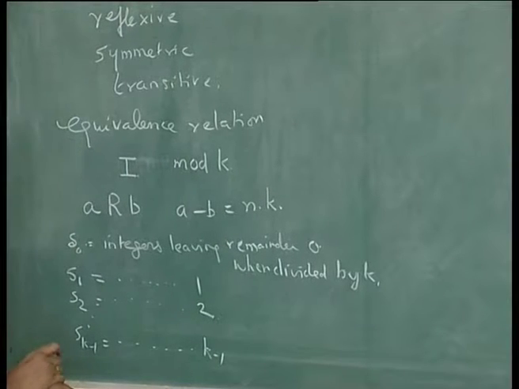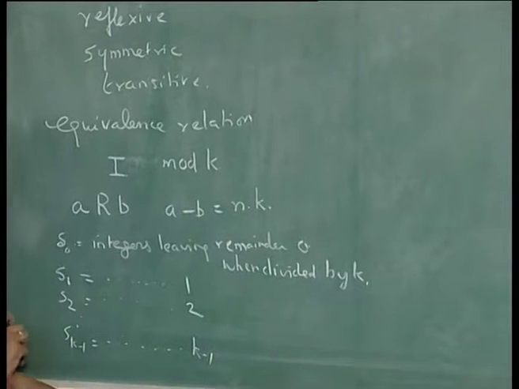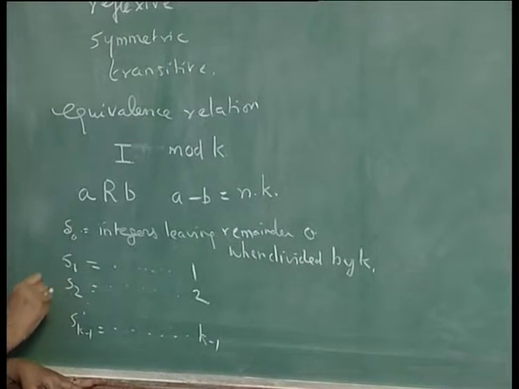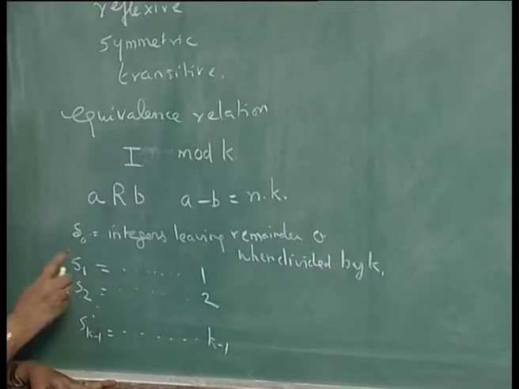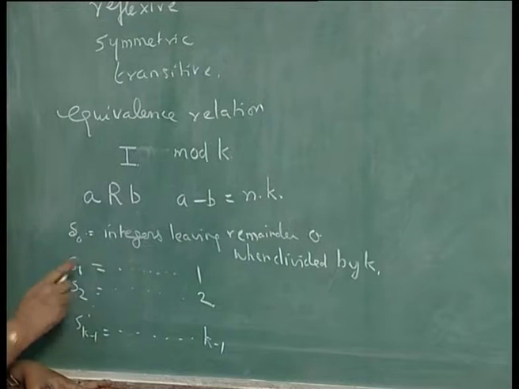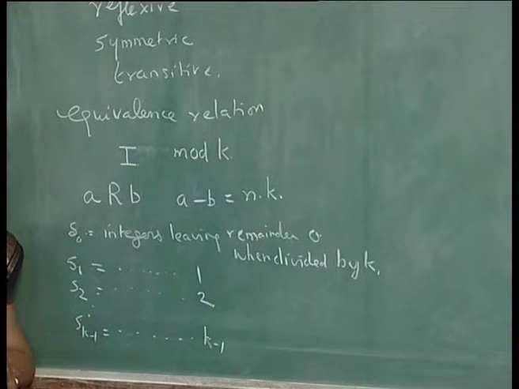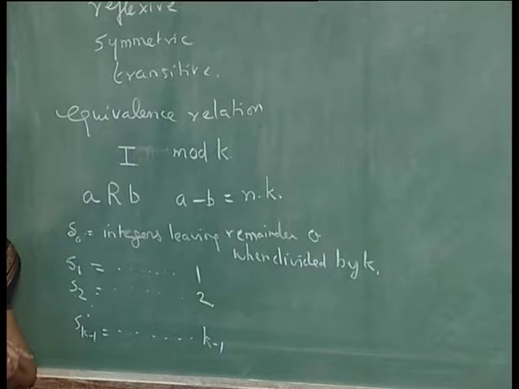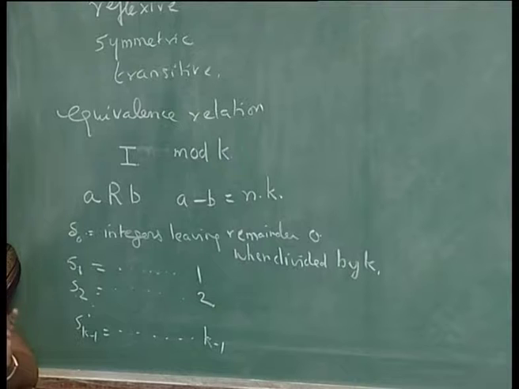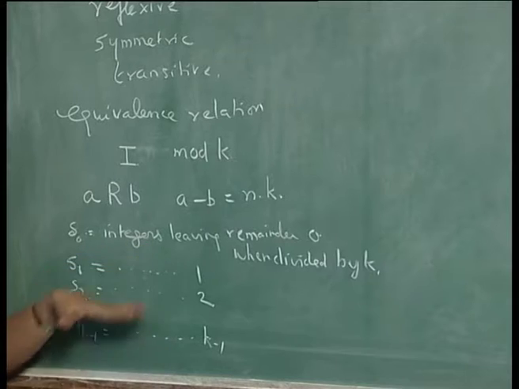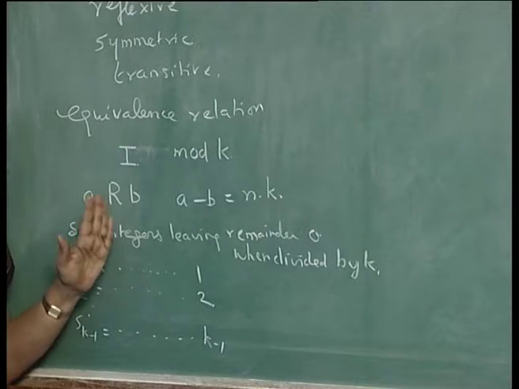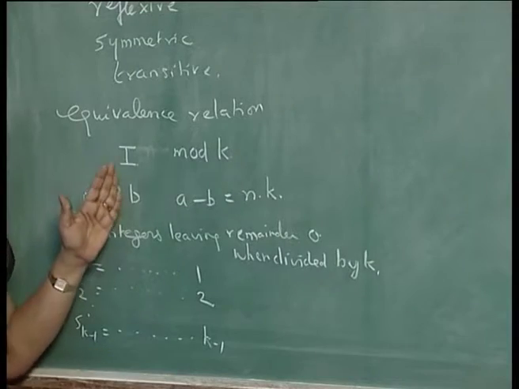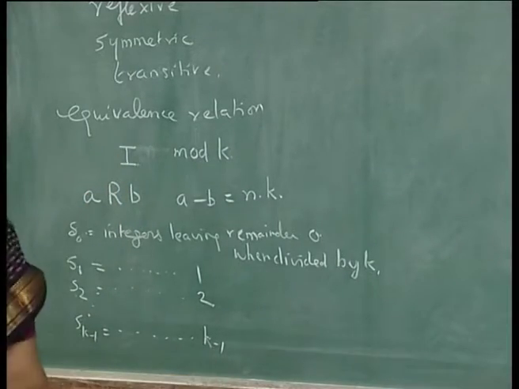And we find that if you take any two of them, they are disjoint. There is no element which is present in both of them. These are called equivalence classes of the equivalence relation, and here there are k equivalence classes S0, S1 up to Sk minus 1, and each class is separate from the other, that is, the classes are all disjoint, and the union of them will make the whole set of integers. The union of all these equivalence classes will make the whole set.